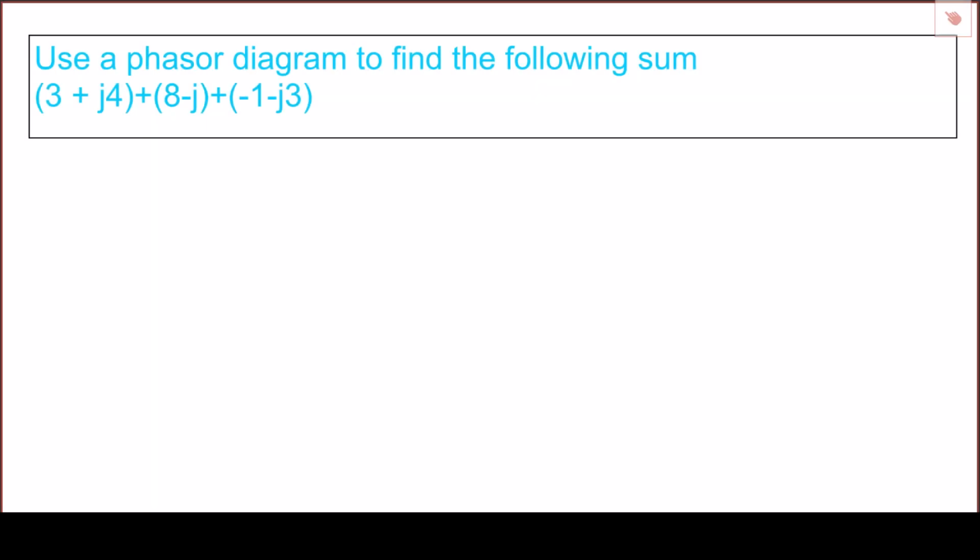Now let's try an example. Use a phasor diagram to find the following sum: 3 plus j4, plus 8 minus j, plus -1 minus j3. We will illustrate with the phasor diagram that when you add these up, the real part is 3 plus 8 minus 1, which is 10, and the imaginary part is 4 minus 1 minus 3, which is 0, so that this sum equals 10.